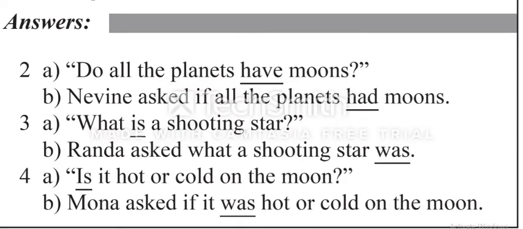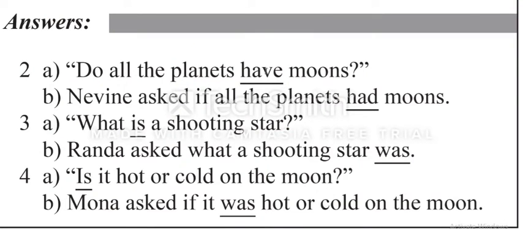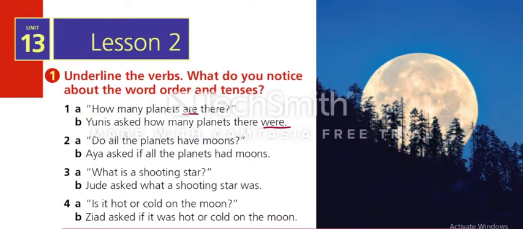Number 1 is done in the student's book, or where. Number 2, have, had. Number 3, is, was. Number 4, is, was. Okay, now what do you notice? That have in the present simple became had in the past simple. Is, present; was, past. Okay, let's watch this video.